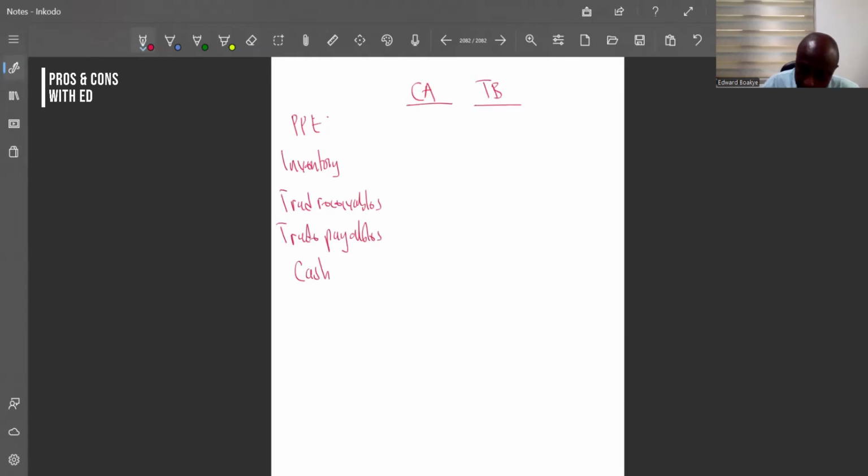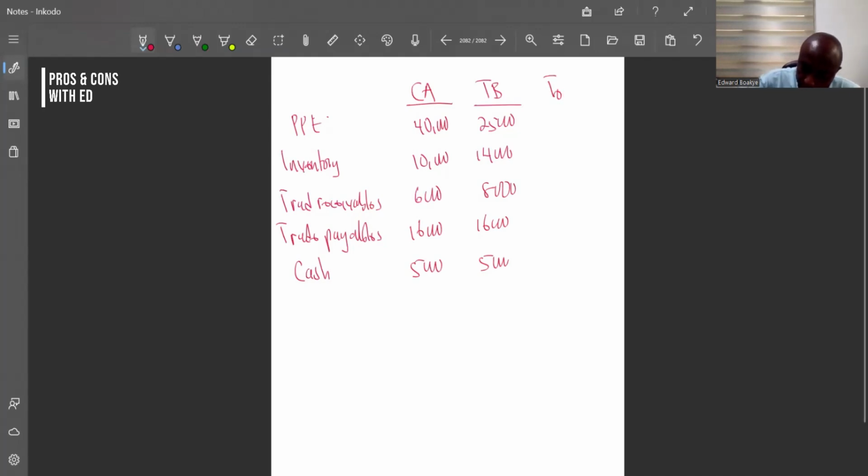So for the carrying amounts, we have 40,000 and then a tax base of 25,000. Here we have a carrying amount of 10,000 with a tax base of 14,000, 6,000 with a tax base of 8,000, and then also 16,000 with a tax base of also 16,000. And then here we have 5,000, another 5,000. So what is our temporary difference? What then will be our temporary difference?